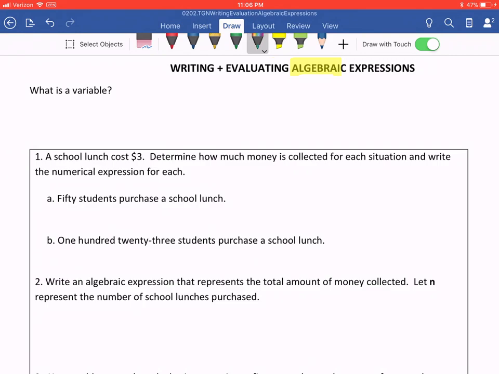Before we dive into writing and evaluating those algebraic expressions, I want us to reach back in our memories from our lesson on Friday to ask ourselves, what is a variable? So take a minute and think back in your mind, or flip back in your notes if you can't remember, what is a variable? And then go ahead and write it down in your notes in this space, whatever you remember or what you flip back to see.